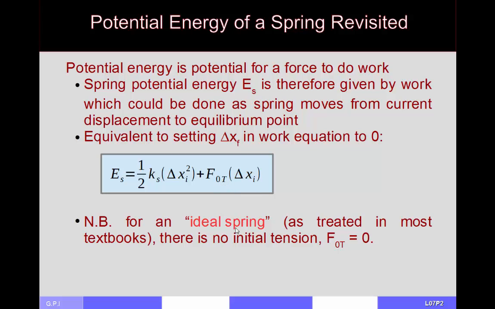And again, if you have an ideal spring, this second term is 0, and so you're left with only the 1/2 ks delta x squared term. Most textbooks end up treating just the ideal spring, so it will just look like this part of the equation, and this one will be 0. But of course, if you're actually doing a spring in the lab, sometimes you have to include this latter term.